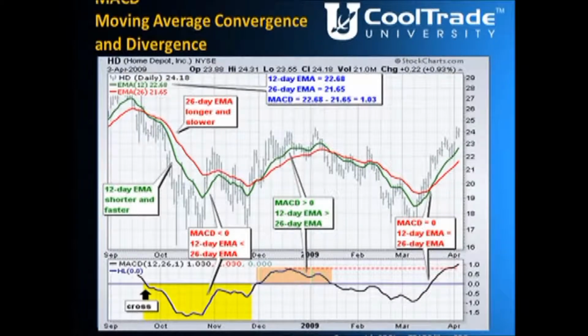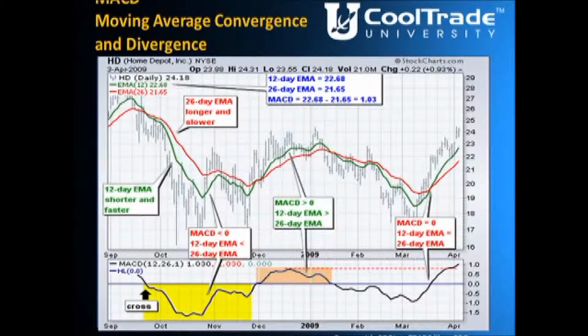In this example, the yellow area shows the MACD line in negative territory as the 12-day EMA trades below the 26-day EMA. The initial cross occurred at the end of September. You can see it with the black arrow. And the MACD moved further into negative territory as the 12-day EMA diverged further from the 26-day EMA.